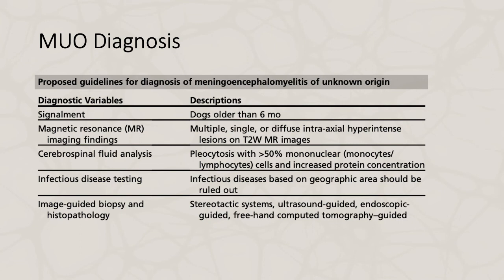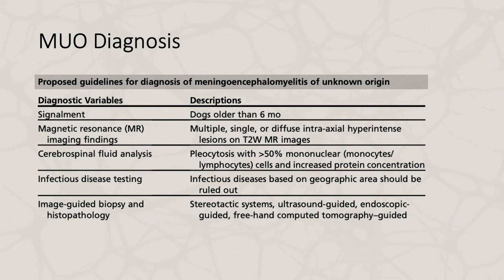MUO is a clinical diagnosis based on neurologic examination, cross-sectional image findings, and CSF abnormalities, supplemented by exclusion of infectious diseases. For this reason, there is no specific non-invasive antemortem diagnostic test, and many other diseases can mimic MUO. A definitive diagnosis of non-infectious inflammatory CNS disease requires histopathology.